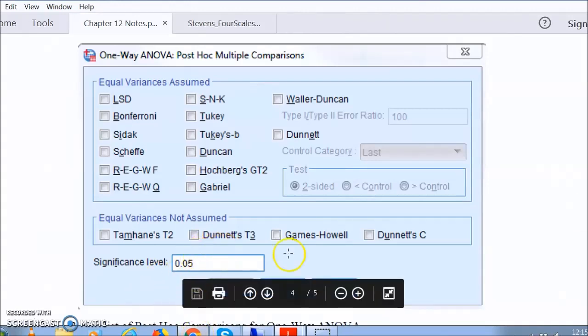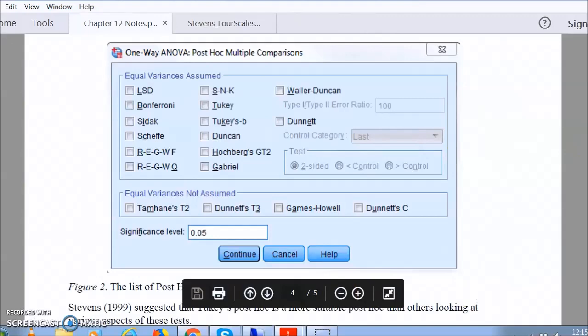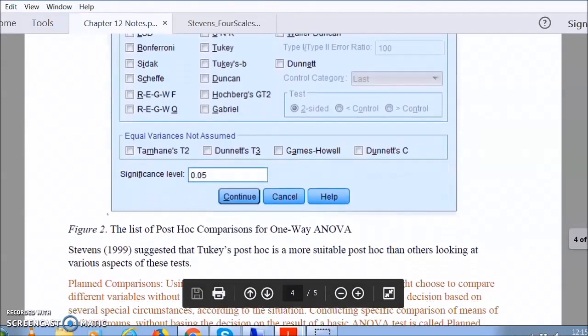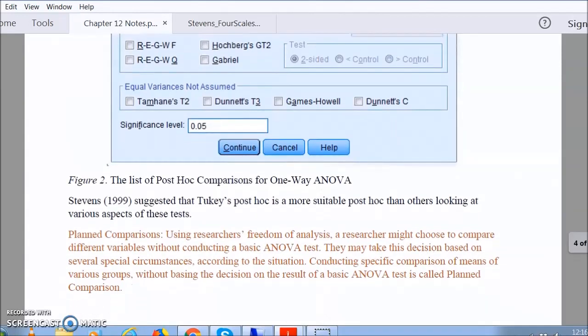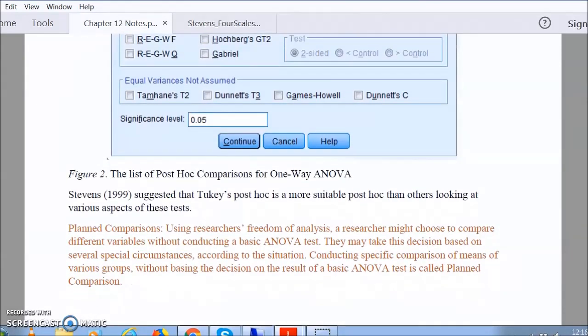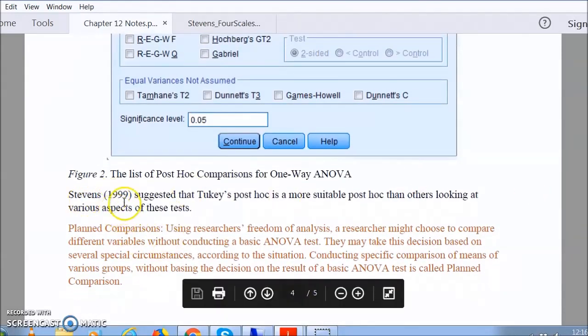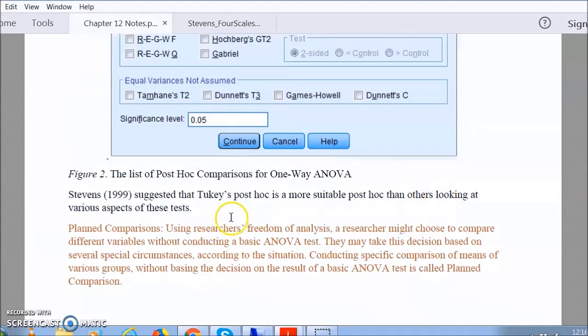Here you can see that the level of significance, I'm going to minimize this a little bit, is 0.05, that is again 95%. Stevens, one of the big statisticians, suggests that Tukey post hoc is more suitable than others, looking at the various aspects.